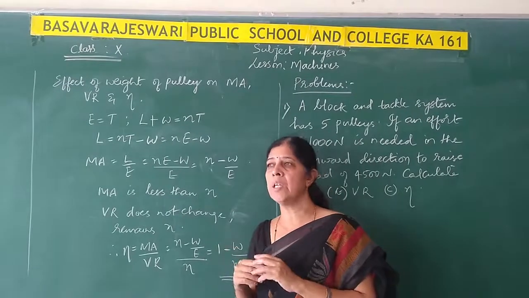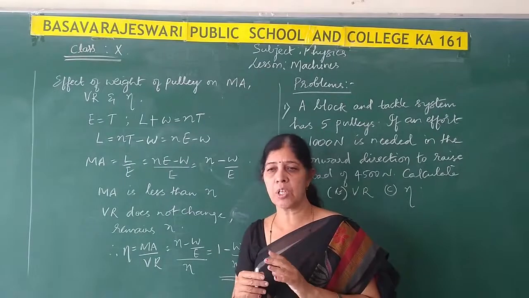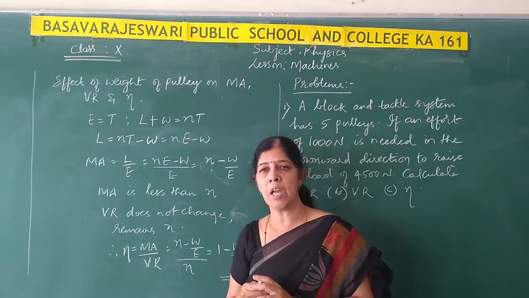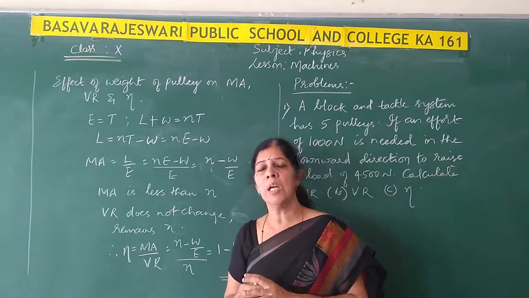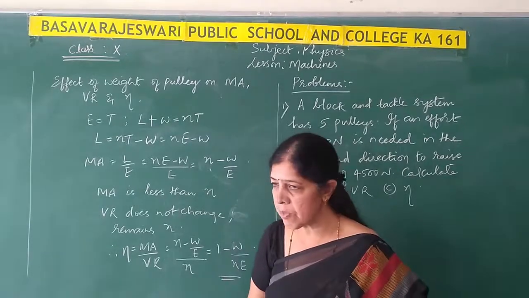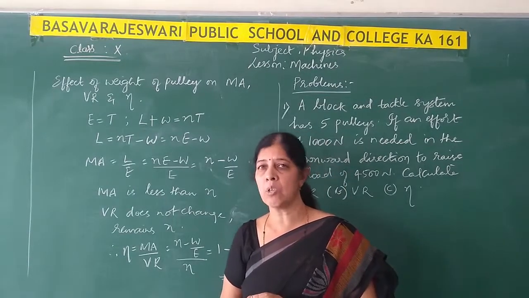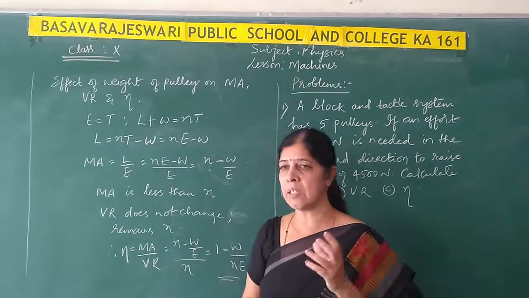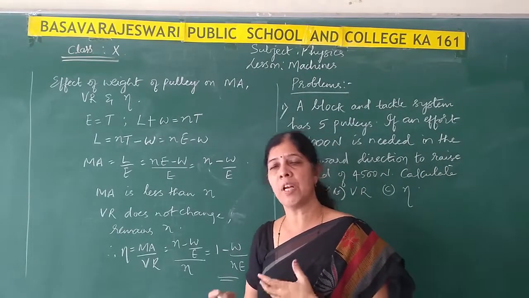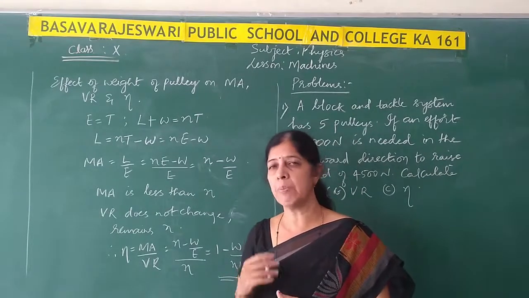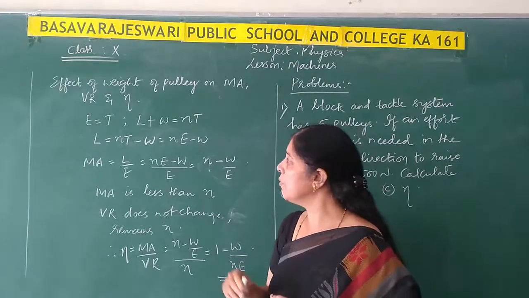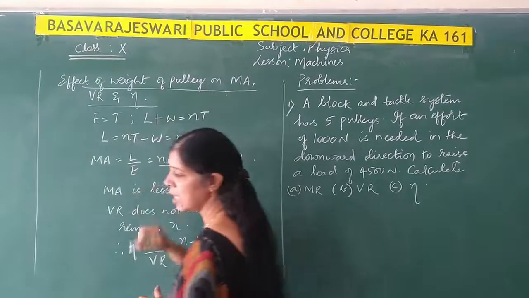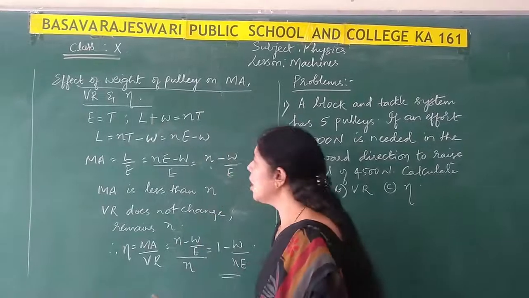Understood? So yesterday we learned about the mechanical advantage, velocity ratio, and also the efficiency of this block and tackle system of pulleys. There we observed that the efficiency came to be 100%. Why? Because we have not considered the weight of the pulleys, and the friction between the parts of the pulleys is neglected. So that system of pulleys is an ideal machine, and for an ideal machine the efficiency will be 100%. Okay. Now we have to know the effect of weight of the pulley on mechanical advantage, velocity ratio, and efficiency.